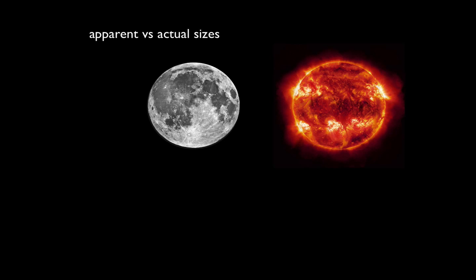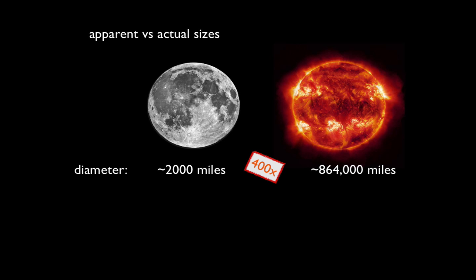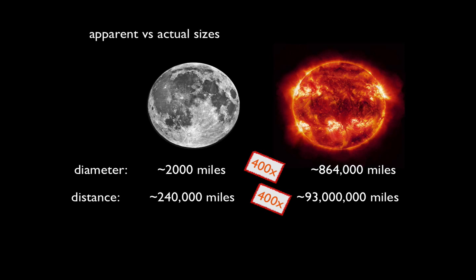The sun is much bigger than the moon. Its diameter is 864,000 miles versus the 2,000 miles that make up the diameter of the moon. This means it's about 400 times larger. On the other hand, the moon is much closer to us than the sun, 240,000 miles versus the 93 million miles to the sun, which means that the sun is about 400 times farther. You might be seeing where this is going.